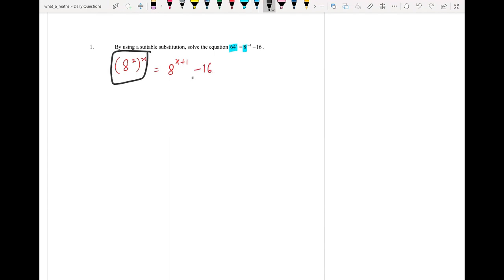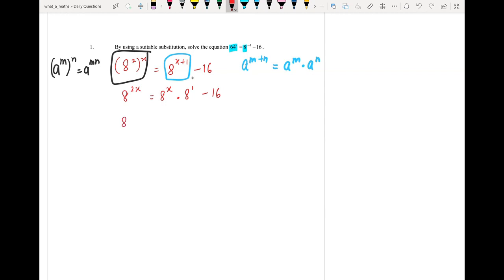Over here, I can play with the property (a^m)^n equals a^(mn). So now this will give me 8 power 2x equals to 8 power x. This can be written as a power m plus n equals to a power m times a power n. So I can write this as 8 power x multiplied with 8 power 1 minus 16. So now I will solve 8 power 2x is equals to 8 power x multiplied with 8 minus 16.